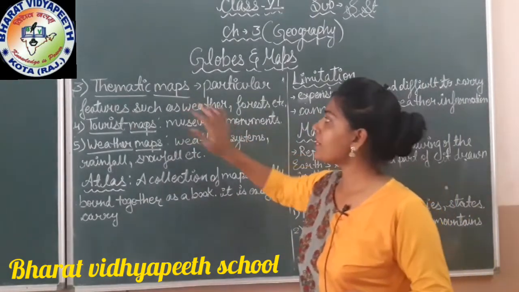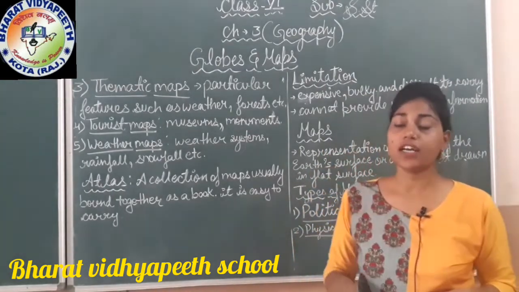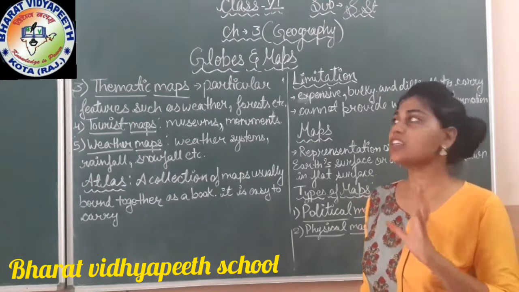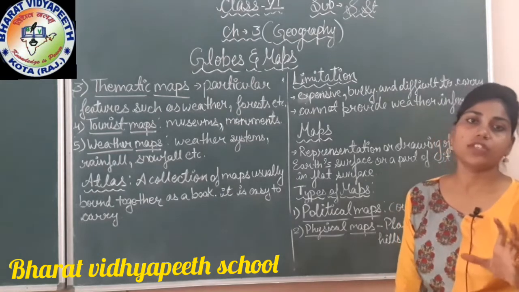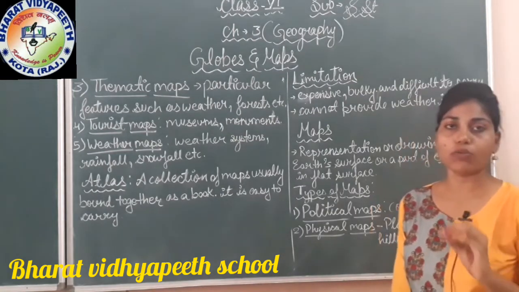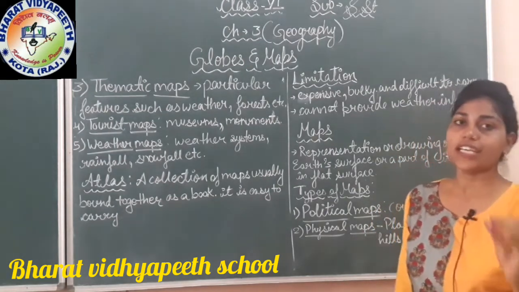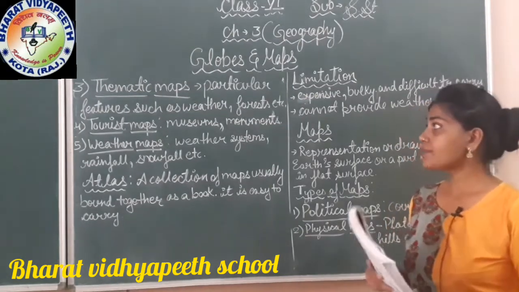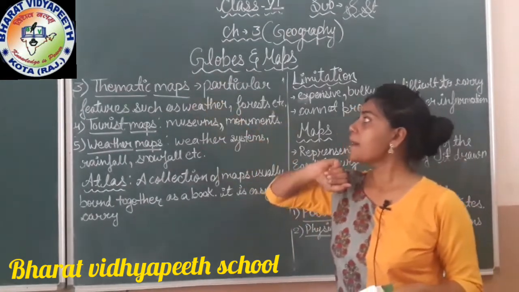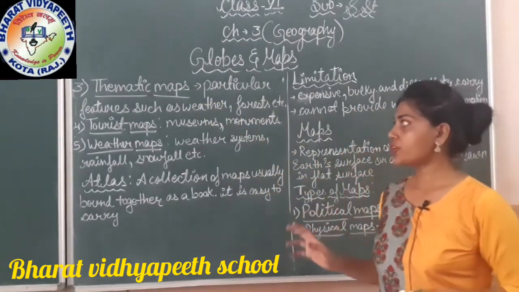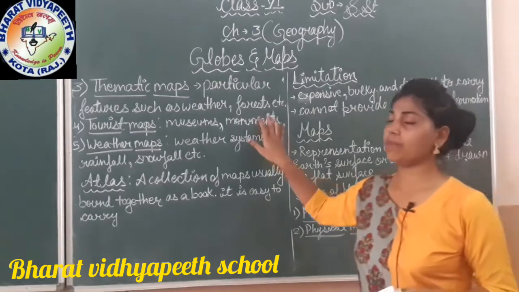The third map is the thematic map. A thematic map is a map which tells about a particular feature of an area. Like, we want to study only the rivers of an area, or which mountains are located in Rajasthan, or in different areas of India, or where the forests are located. That type of information about a particular feature is known with the help of thematic maps, which tell about the weather, forests and other things of a particular area. This is known as a thematic map.